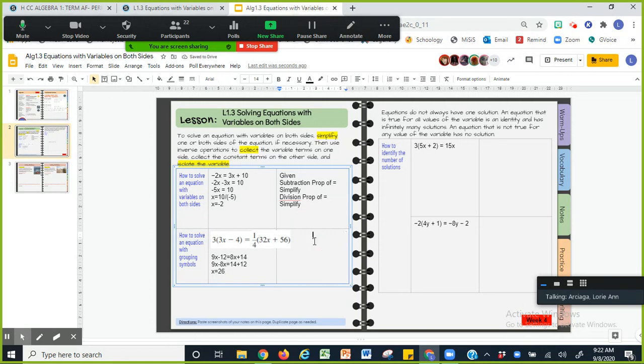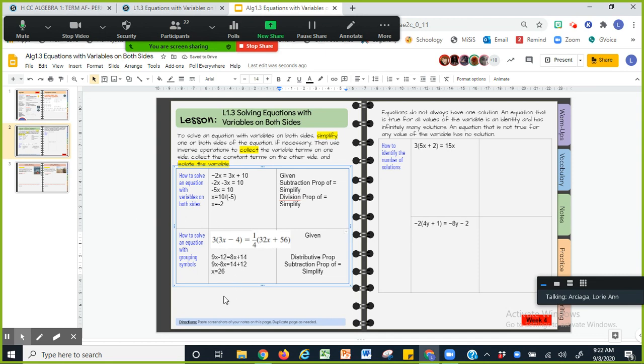So writing down the reasons, this is given. And then this is the distributive property, just like what some of you mentioned earlier. And then we collect the like terms together. No, not yet. We subtracted the 8x from both sides, so subtraction property of equality. And last but not the least, we simplify.